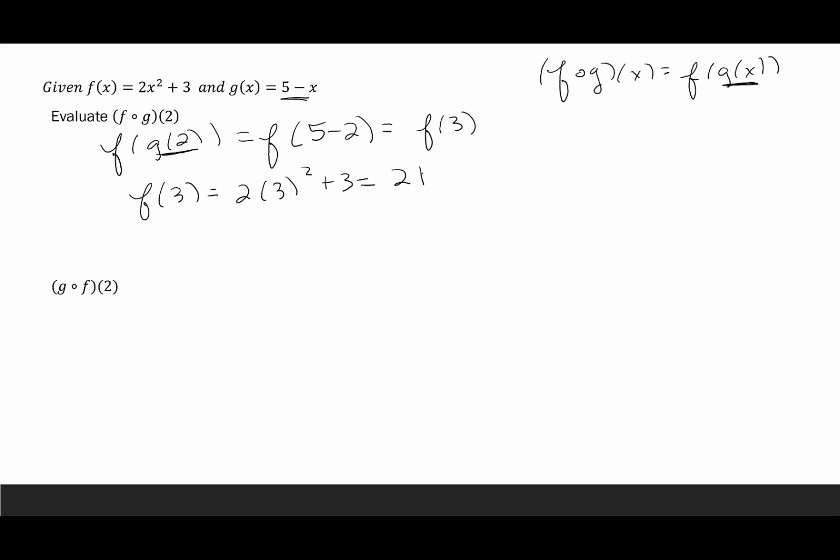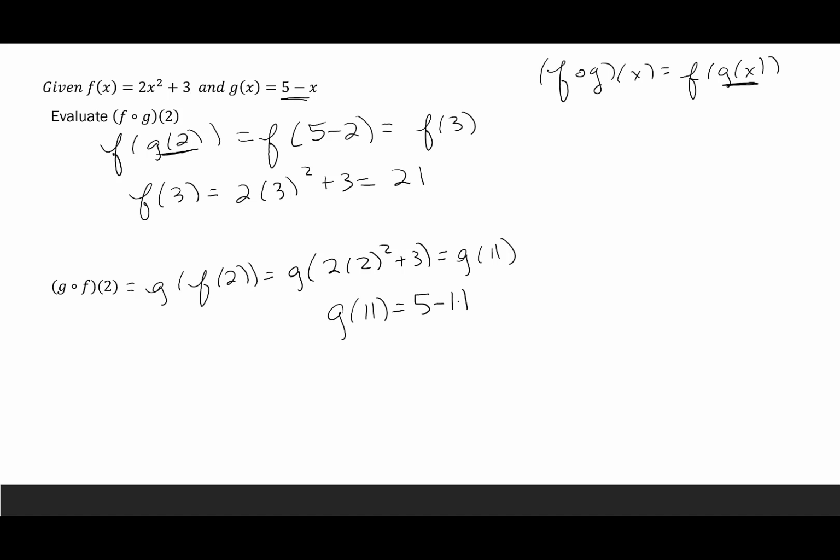I switched the order. I did g composite f. This will show you that order is important with composition. So this time I'm starting with f and I'm plugging in 2. So my f, remember, was 2 times 2 squared plus 3. Again, 2 squared is 4, 4 times 2 is 8, 8 plus 3 is 11. G says I do 5 minus whatever I'm given. So I was given 11.